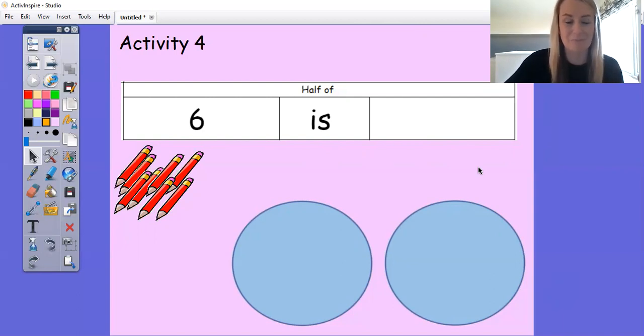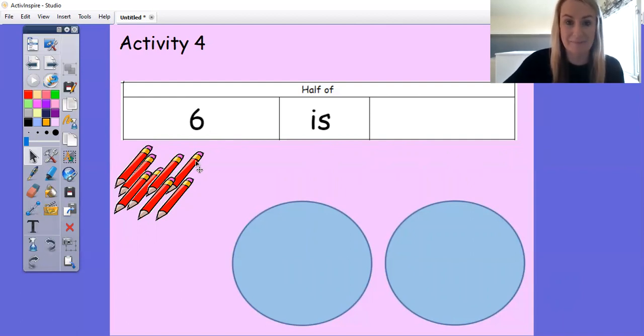That's right, we need 2. This time I've chosen some pencils or pens from around the house that I'm going to share out. First of all, count them out really carefully. How many do I need to begin with? That's right, 6, because that's the number we've been given at the start here. So I'm going to count out 6 pencils.